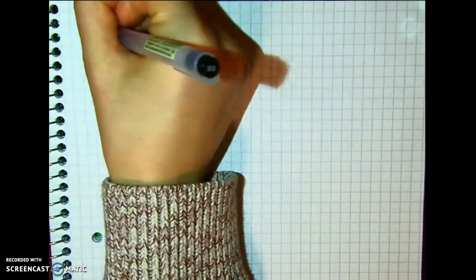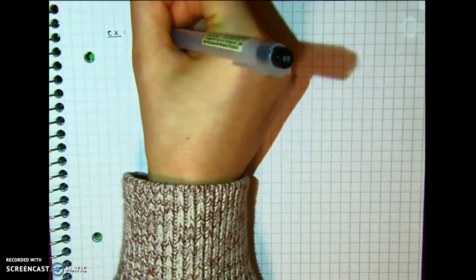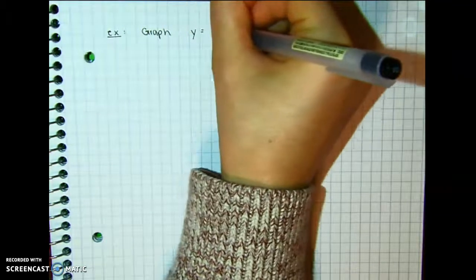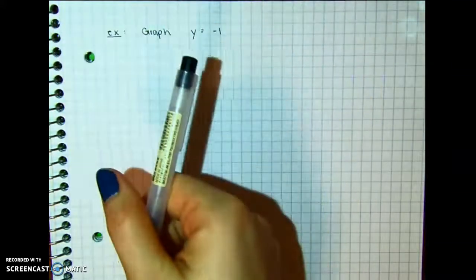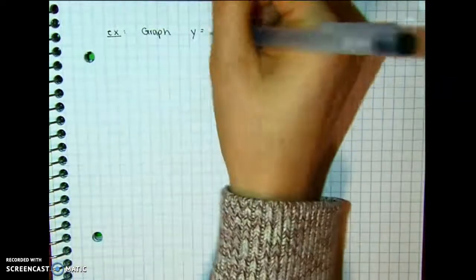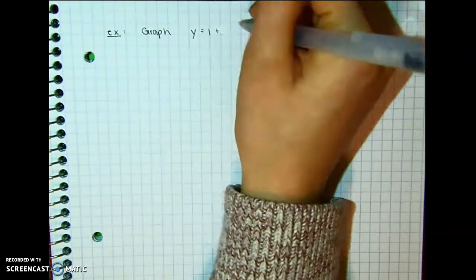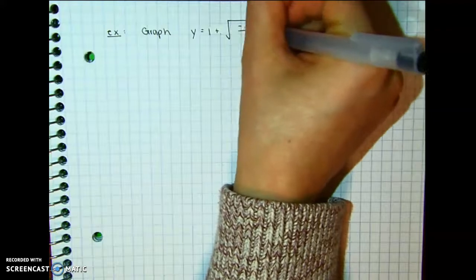I got time, I think. Let's graph y equals -1. Yeah, I guess it doesn't really matter. I wanted to do +1. Whatever. Let's do +1. And then plus the square root of -x/2.